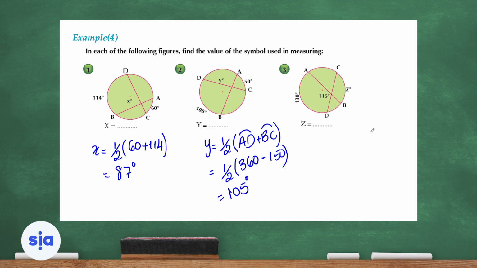For question 3, you will see that the 115 equals half of z plus 130, so 230 is equal to z plus 130, so z equals 100 degrees.